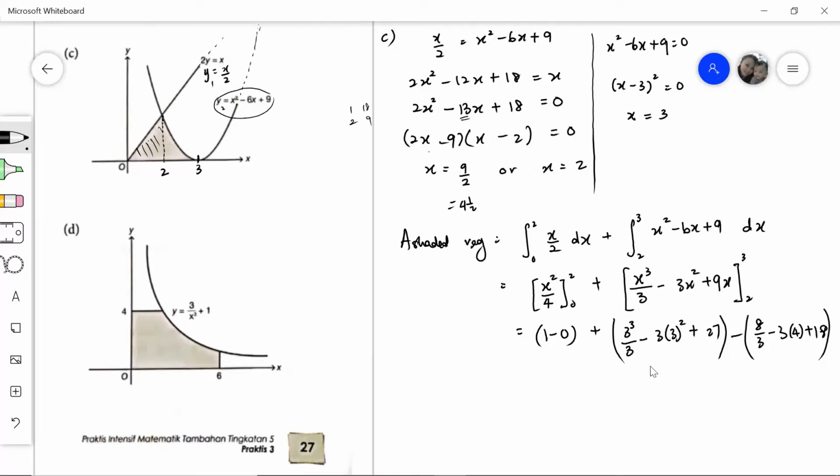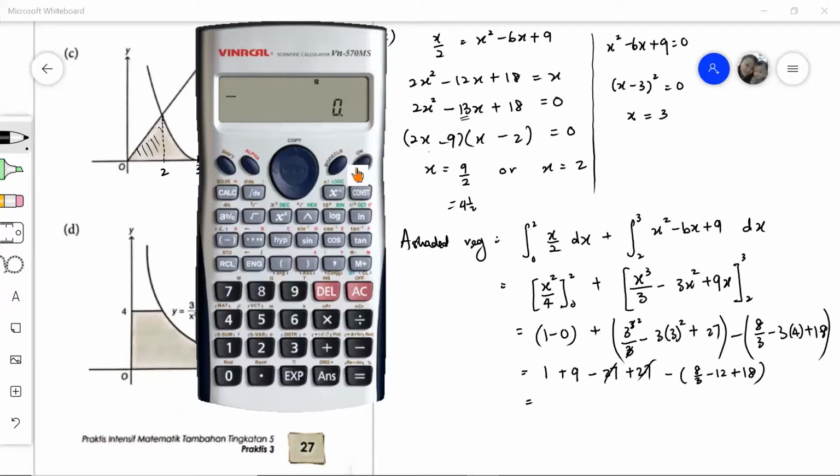So for this one, let's simplify it. So we have 1. After we simplify, 9 minus 27 plus 27, and then minus 8 over 3 minus 12 plus 18. So this one we can cancel off. Let's use the calculator to calculate that part for us.